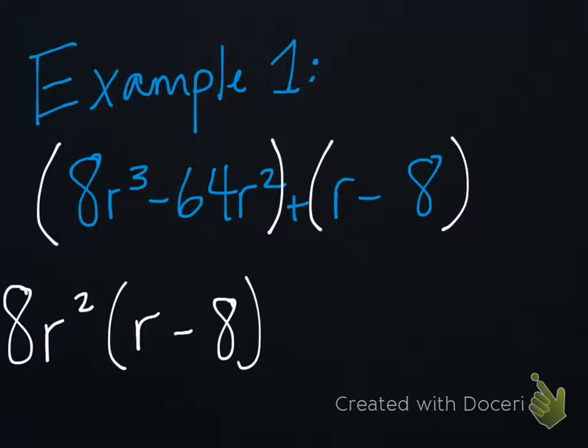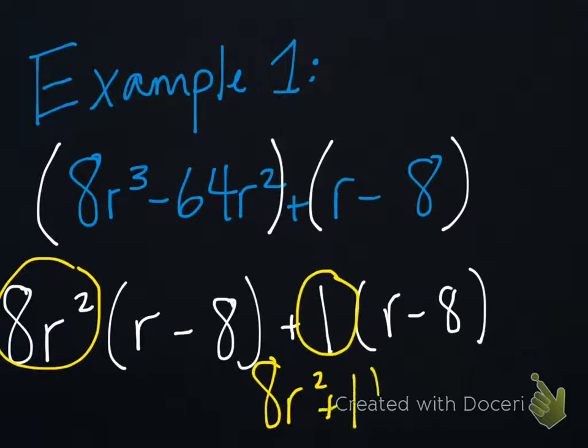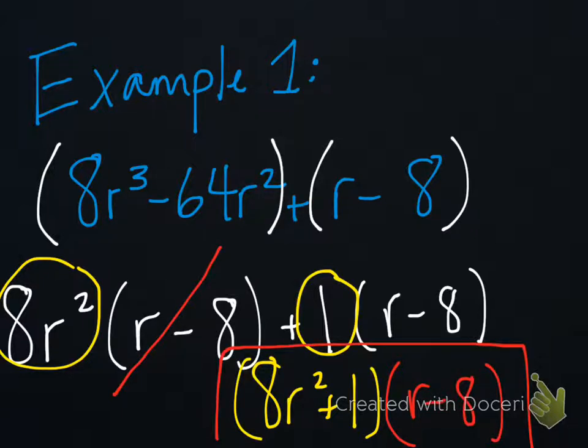In the second group, there's not a greatest common factor, but we know there's a 1. So we can say that the greatest common factor is 1, which would not change anything inside the parentheses. So here we have a set of repeating factors, r minus 8 and r minus 8. So I'm going to take the first 2 and combine those together: 8r squared plus 1. Cancel out one of the r minus 8s, and then take the other and combine it with the first to have my 2 factors. So you take whatever's outside the parentheses, which in this case is 8r squared and a positive 1. We're going to combine it together, cancel out a repeating factor, and then write it as the other factor.